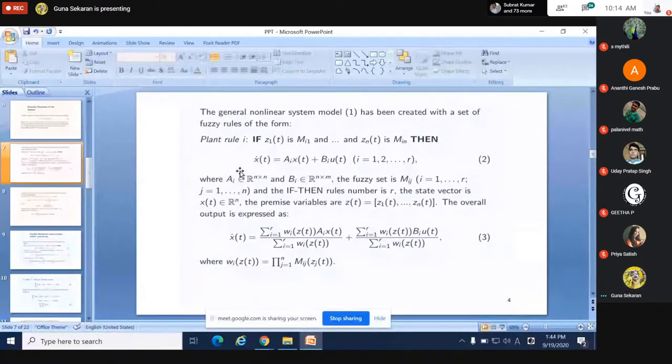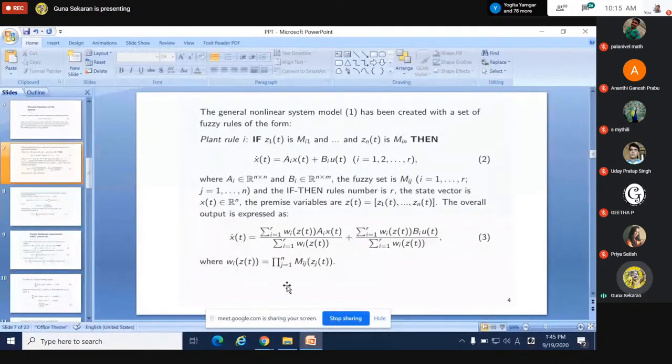Now this is the fuzzy linear submodels. We can easily think of another approach, the Lyapunov stability method. That means Ai is an n-dimensional matrix, and Pi is a rectangular matrix, the fuzzy sets Mij, and the if-then rules are R, the state vector is x of t in R power n. The premise variable is z of t. The overall output is expressed as x dot equal to the summation i ranges 1 to R of Wi z of t Ai x of t divided by the summation i ranges 1 to R of Wi z of t.